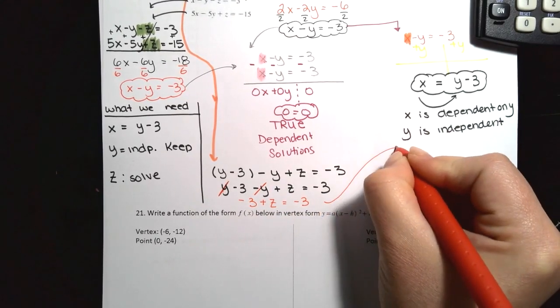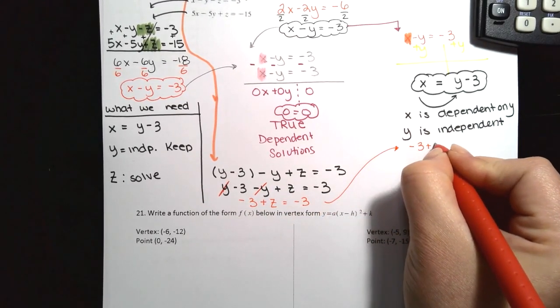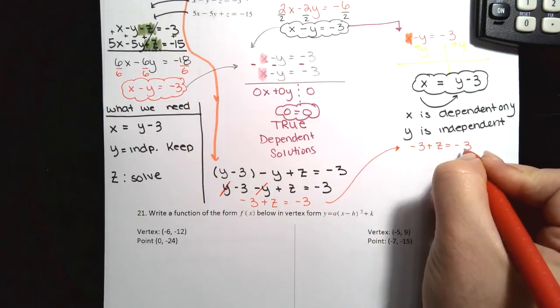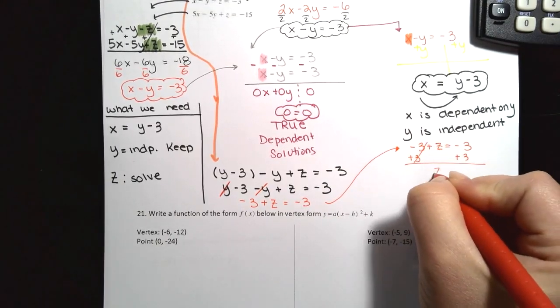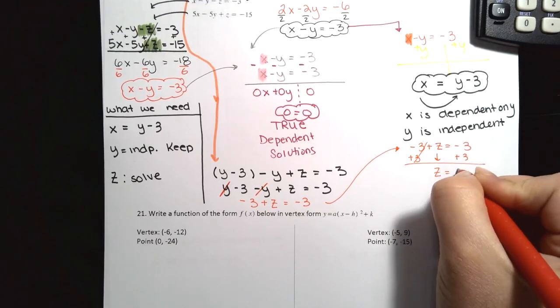I am running a little out of space, so I'm going to continue here. I'm going to add 3 to both sides. Z is then equal to 0.